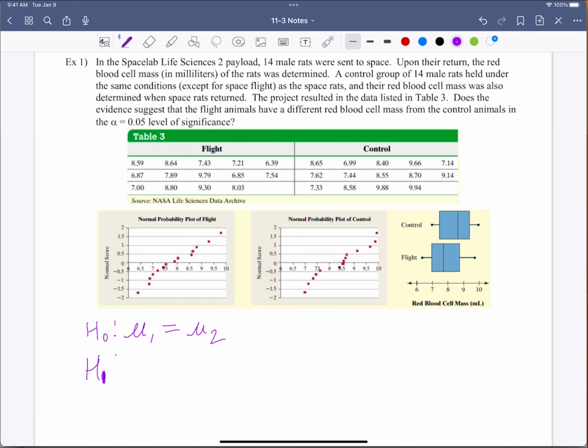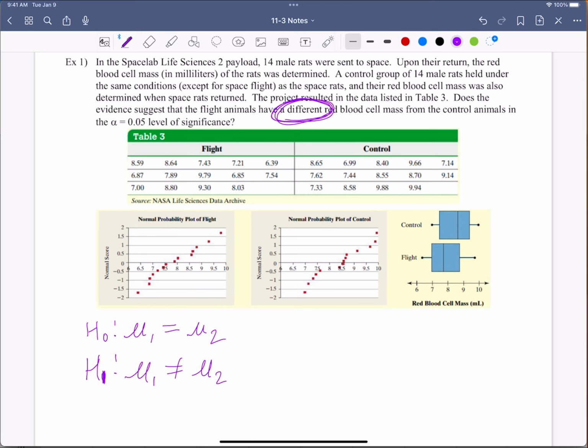Now my alternative hypothesis is saying, okay, what do I think is going to happen? I think they're going to be different. That's what I'm trying to determine. So what is different? Not equal. Is it greater than? Is it less than? I don't care. I just need to know that it's different, and that's what I'm going for.